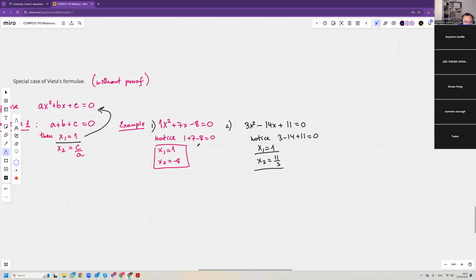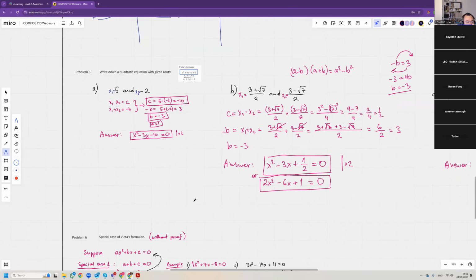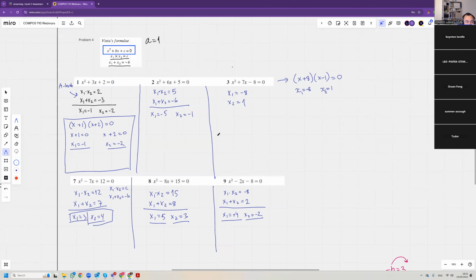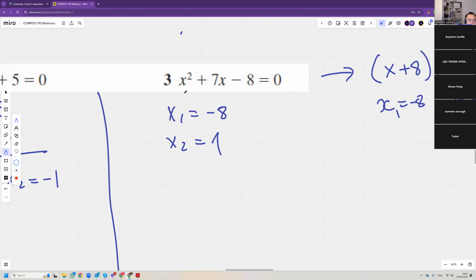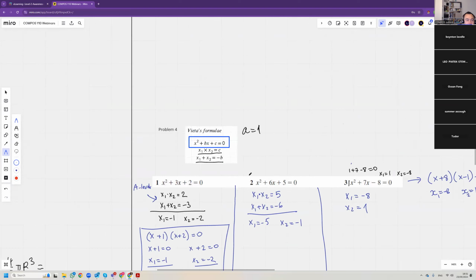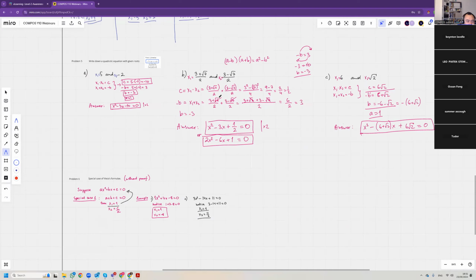Okay, let's see if any of the questions that we have done comply with this. Oh, look at that one. 1 plus 7 minus 8 is 0. So that means x1 is 1 and x2 is c over a. So it's minus 8 over 1. Done. Okay, not this one. Okay, we don't go there.